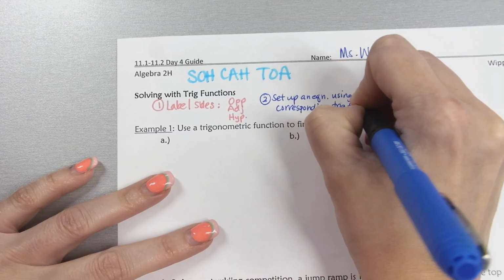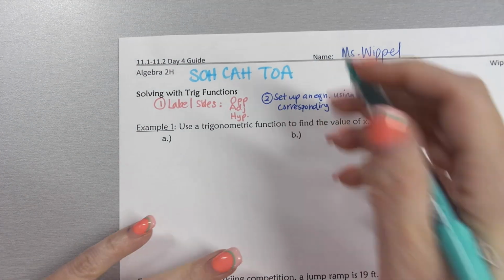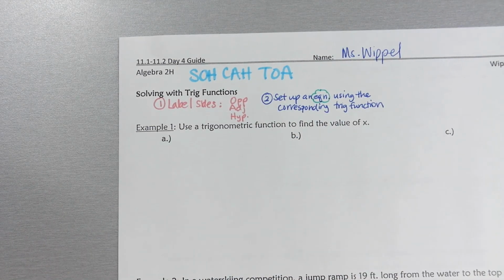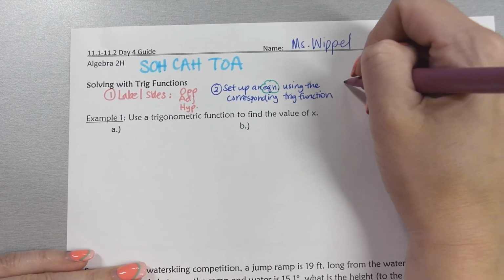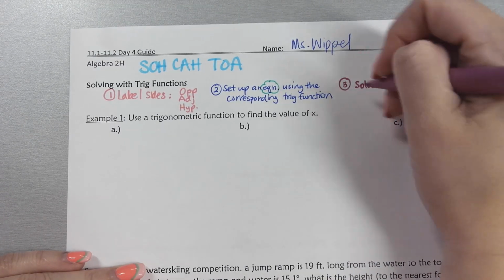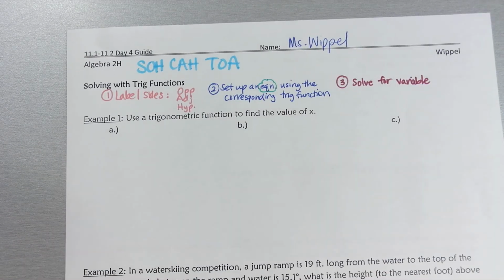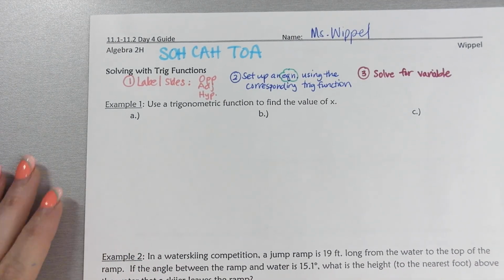Yesterday we were finding all 6 trig functions. Today we are going to choose the one that fits the situation. And this is the equation. If you want to write out the equation, you can do that. And then the last step is going to be to solve for your unknown. So it's solving for the variable. Whatever your unknown is, that is what you are going to solve for.